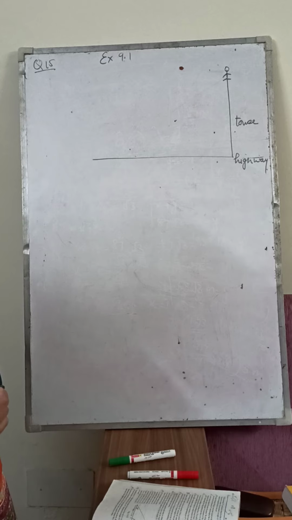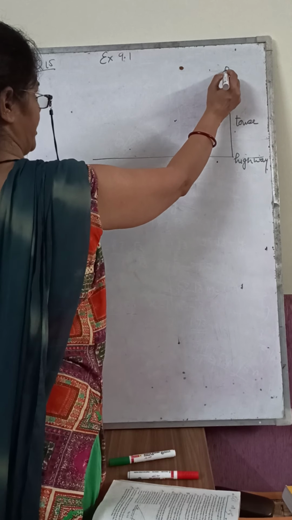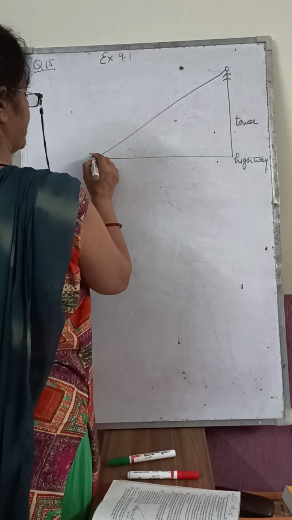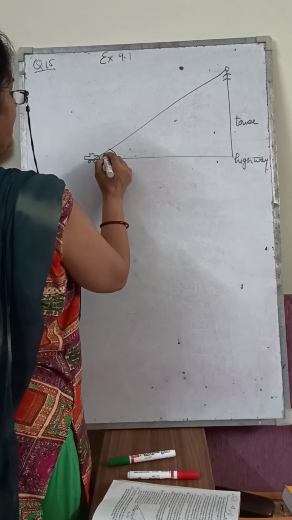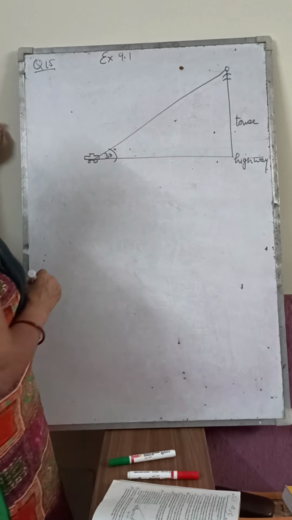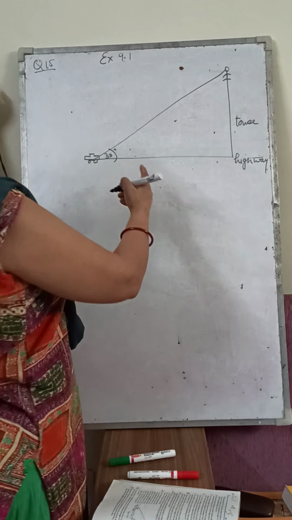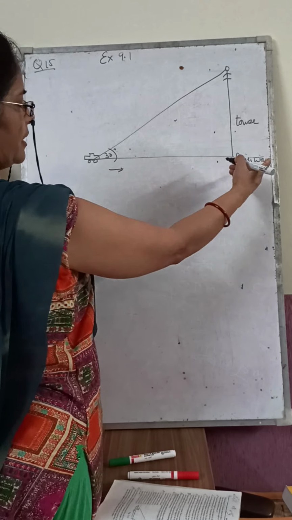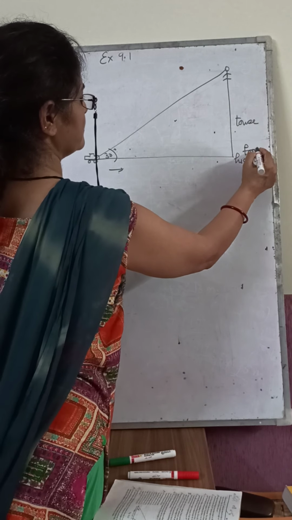He observes a car at an angle of 30 degrees. Now he sees a car here, at an angle of 30 degrees, which is approaching the foot of the tower. This car is moving to this side, the foot of the tower. This is the foot of the tower.